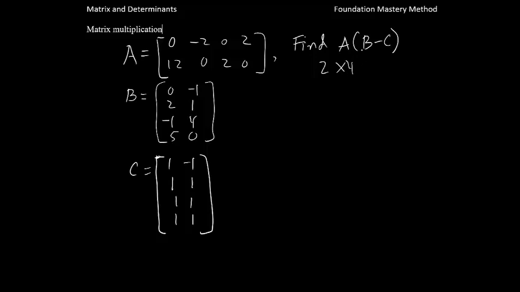And BC will have the same order. B has order 4 by 2, C is 4 by 2, so B minus C also will be 4 by 2. Now it's possible, and the resultant matrix should be of order 2 by 2. So we'll do it now.